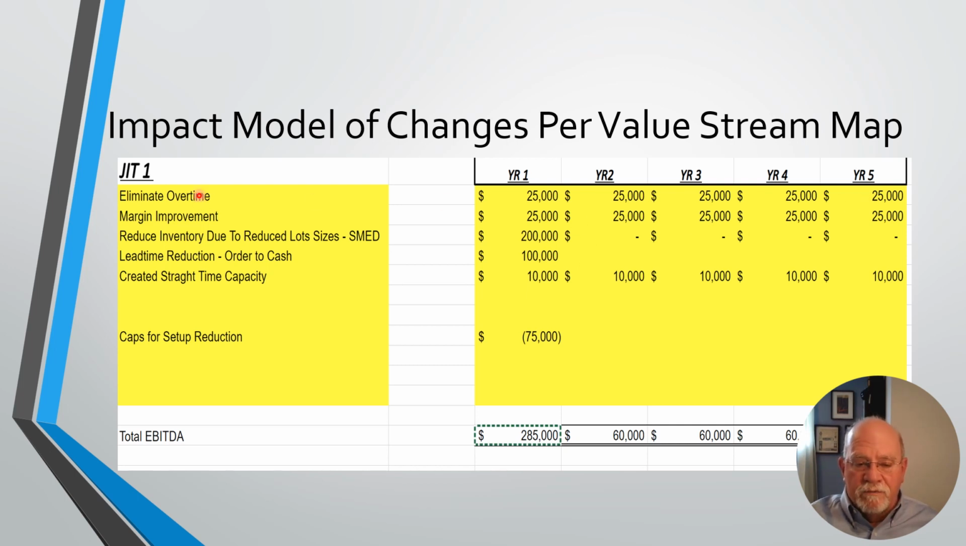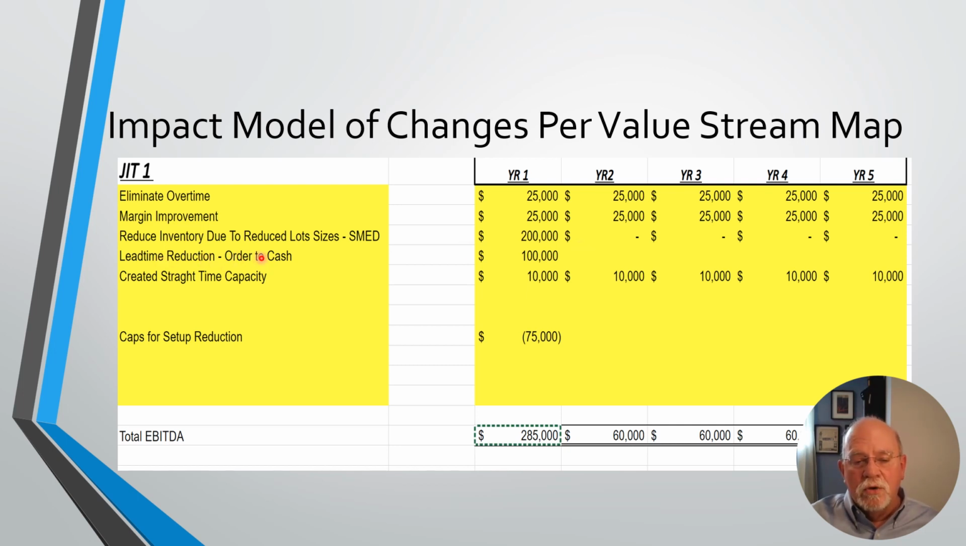So you've got elimination of overtime because we're running smaller lot sizes. Margin improves because we're running smaller lot sizes. Usually, when you cut lot sizes, after you've used setup reduction tools, you can cut finished goods as well and reduce that and that will generate cash. It's a one-time improvement, but it is a direct improvement to cash flow. In this case, we estimated $200,000 worth of finished goods reduction.